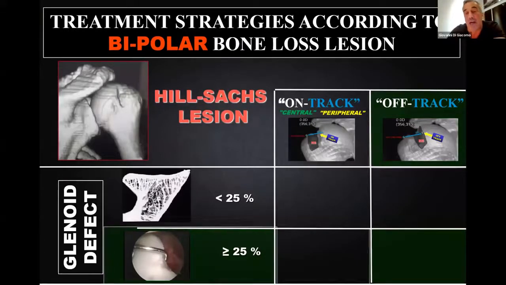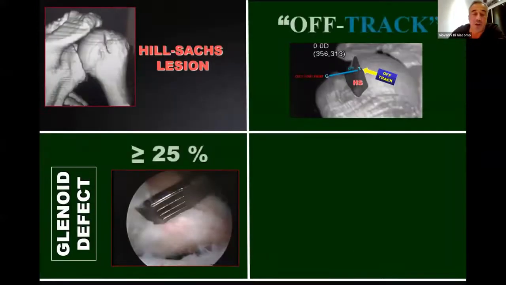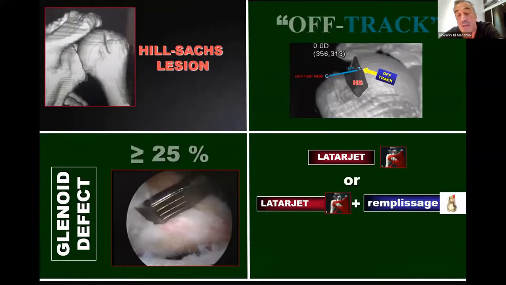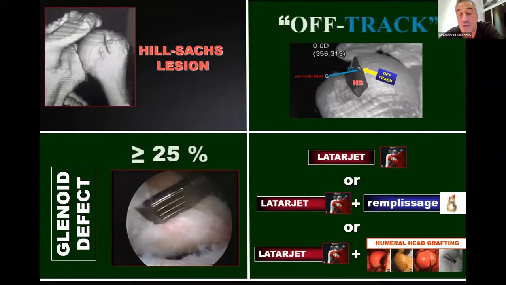And the last group are those patients that is a tragedy. They have an off-track lesion, but it's very, very rare. The glenoid bone loss is very huge. So in our hand, most of the time, the Latarjet works very well also in these patients. But of course, if you have a Hill-Sachs lesion that remains off track, besides the Latarjet, of course, you can use a remplissage, or you can use an allograft like the iliac crest allograft.